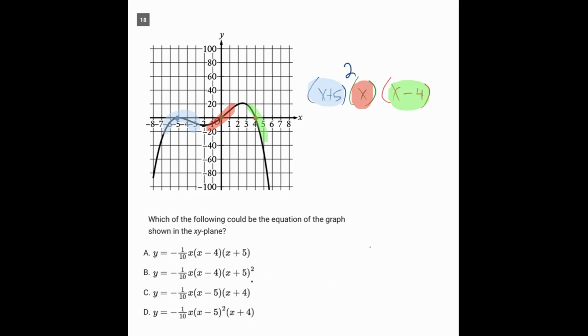And so we have the x plus 5 to the second power right here, x minus 4 to the first power, x to the first power. And so we know that this has to be answer choice B. It's the only one that fits what we said.